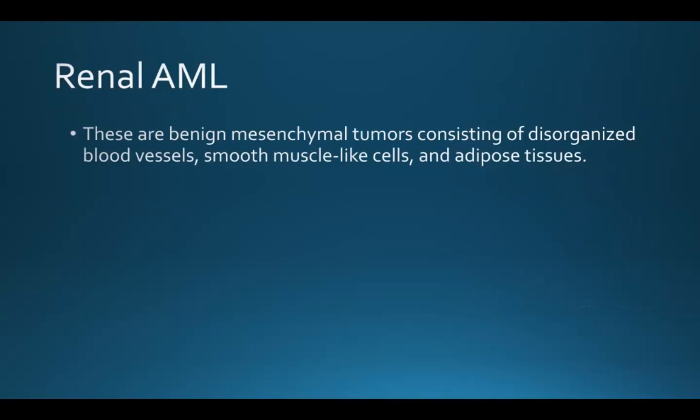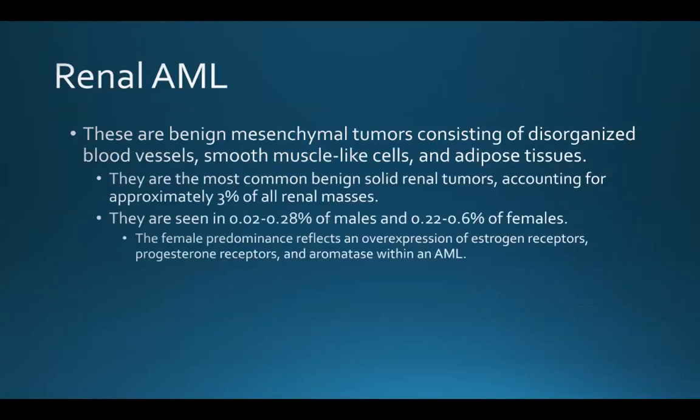Angiomyolipomas, otherwise known as AMLs, are benign mesenchymal tumors consisting of blood vessels, smooth muscle-like cells, and fatty tissue. They're the most common benign solid renal tumors and account for approximately 3% of all renal masses. They're seen in males and females, with a slightly greater incidence in females. And this reflects an overexpression of estrogen receptors, progesterone receptors, and aromatase within an AML.